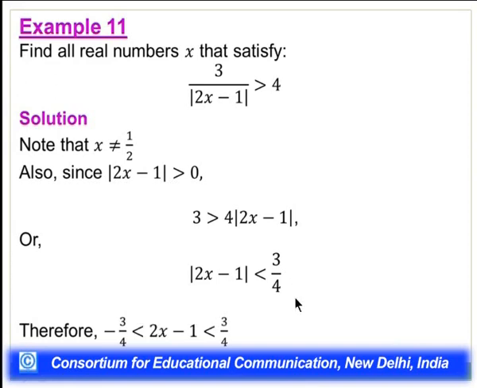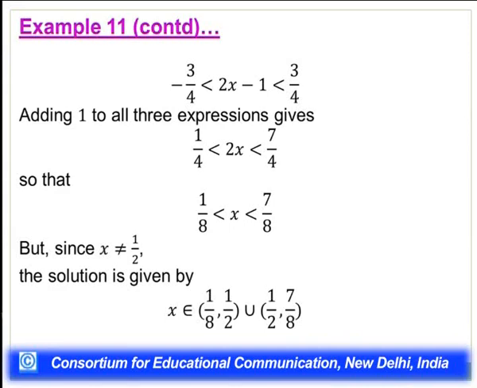And now I can use my property of absolute values, which is that 2x minus 1 has to lie between minus 3 by 4 and 3 by 4. But I'm not done yet, because I still have to solve for x. So if I add 1 to all the three expressions, on the left I'll have minus 3 by 4 plus 1, which is 1 by 4, which is less than 2x, which is less than 3 by 4 plus 1, which is 7 by 4.